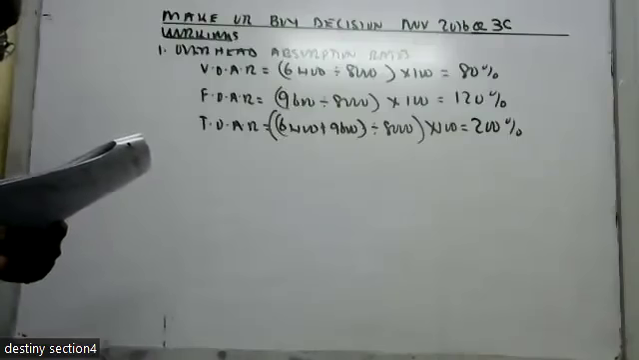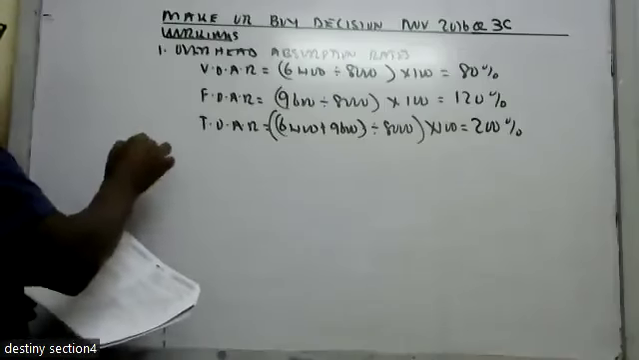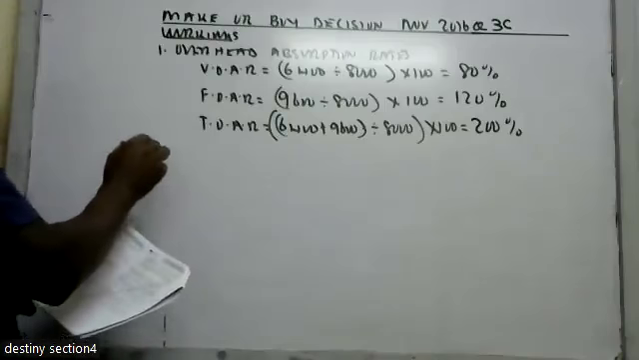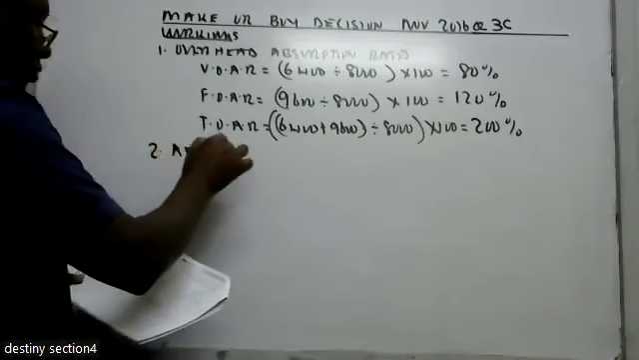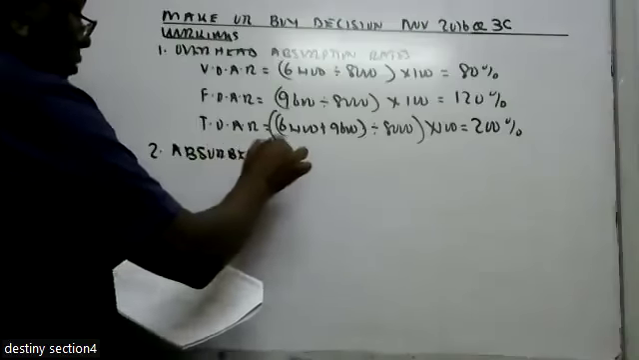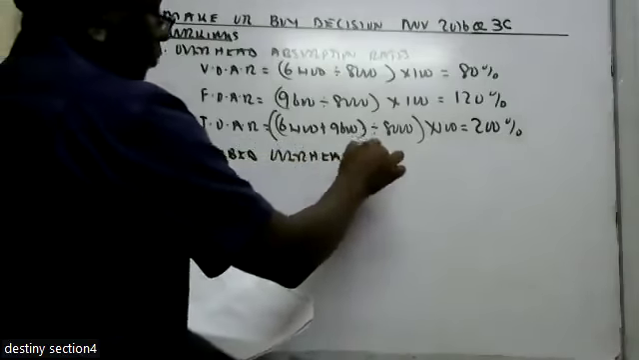We have the raw materials, the direct labor, the variable overheads. I want to show you how that cost has been computed. Absorbed overheads, or overhead costs.